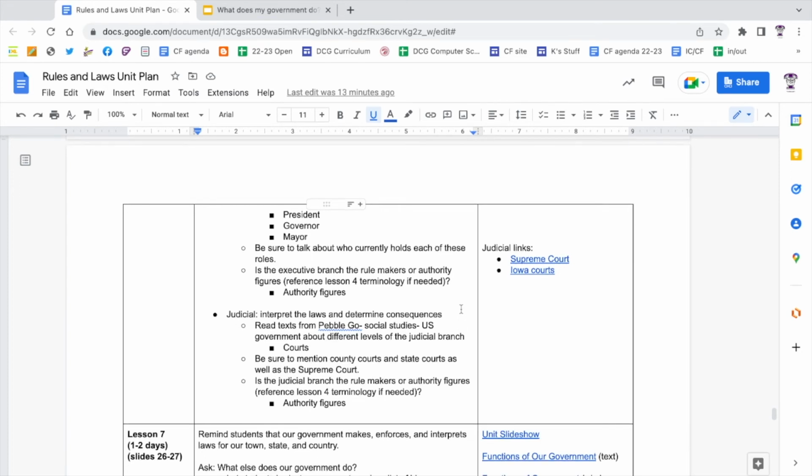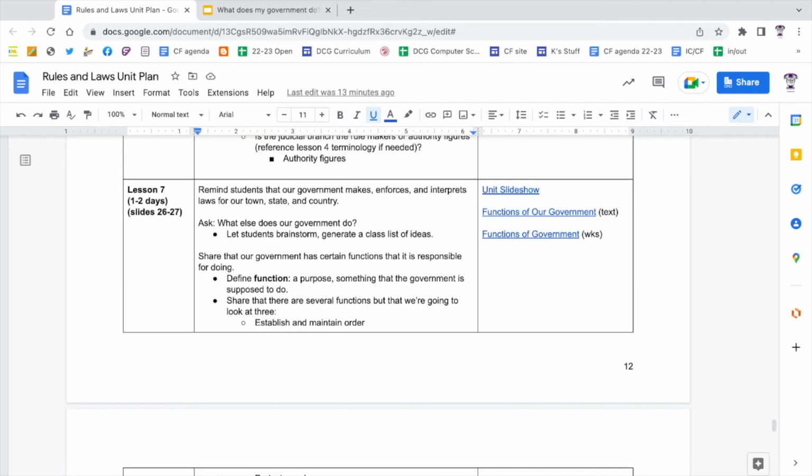Then talk about the judicial branch. They interpret laws and figure out the consequences. Again, there's a PebbleGo resource, and there's some links on the side. Be sure to talk about county courts and state courts just briefly, as well as mentioning the Supreme Court. And again, the judicial branch is going to be more of the authority figures and not the rule makers.